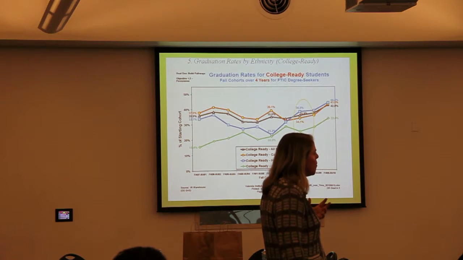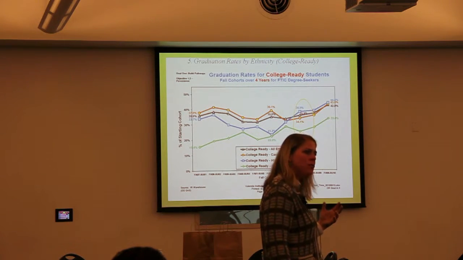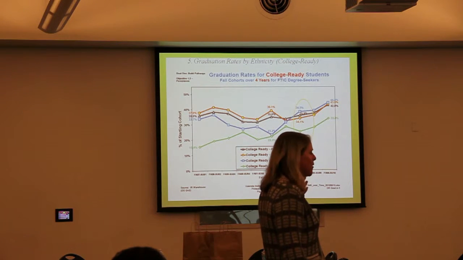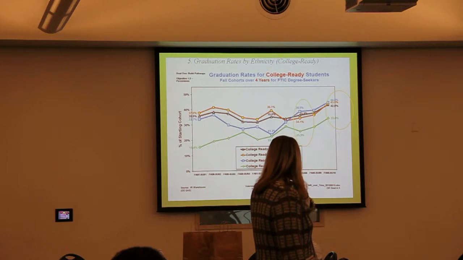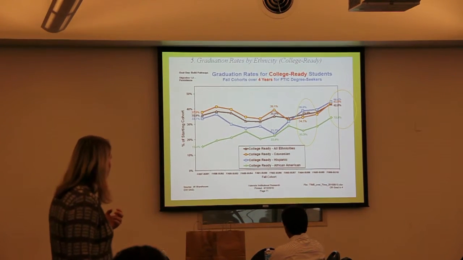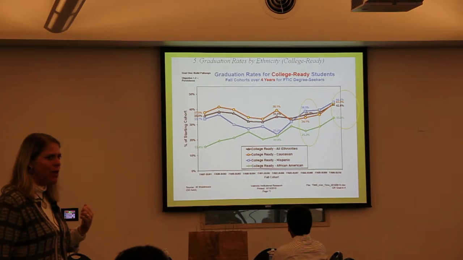Because you know that you're always going to have those things you cannot control, no matter how much you try. You've got to at least figure out, by trend lining, what's happening. And when we look at the college-ready students, we are seeing the gap closing. It's just that the African Americans had a long way to go, and they're not quite there yet.